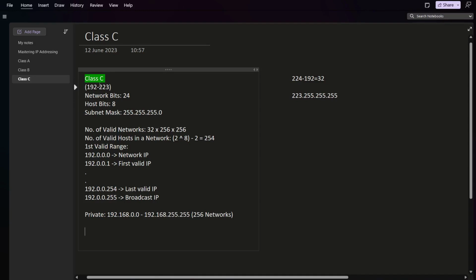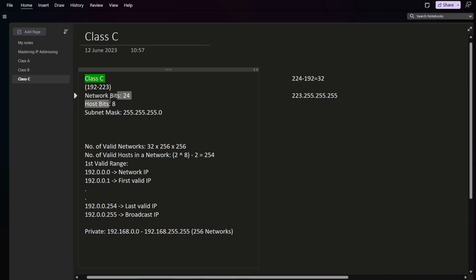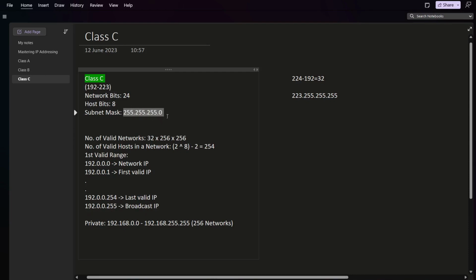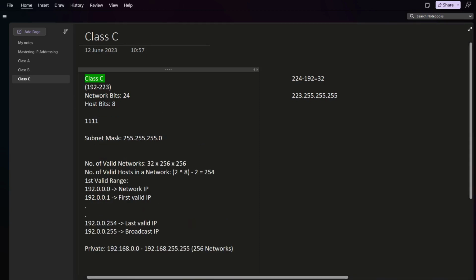Okay, let's move to class C. In class C, we have a range from 192 to 223, right? And we have 24 bits for the network and 8 bits for the host. So the subnet mask will be 255.255.255.0. If you find difficulties, then let me represent it in the binary format.